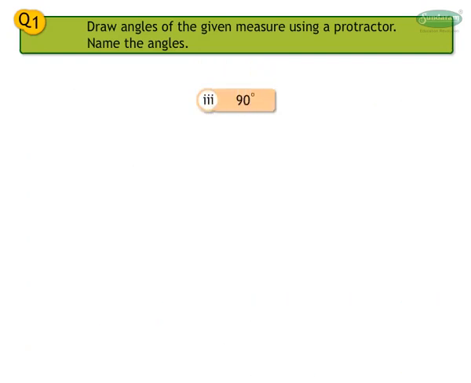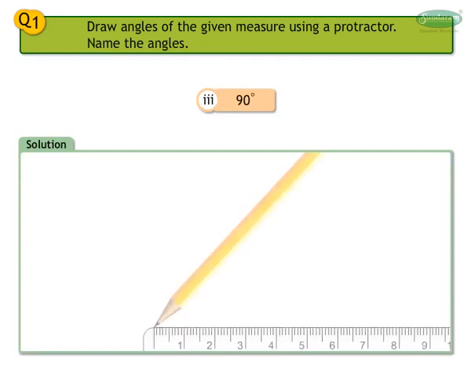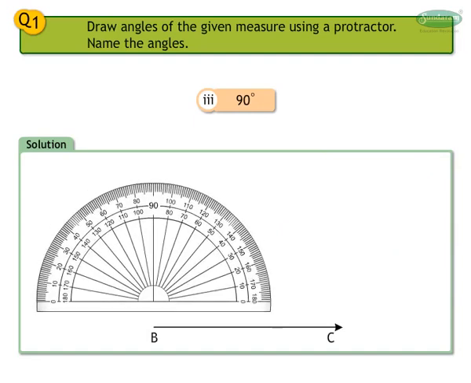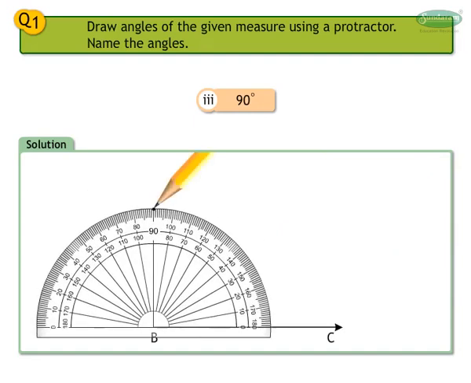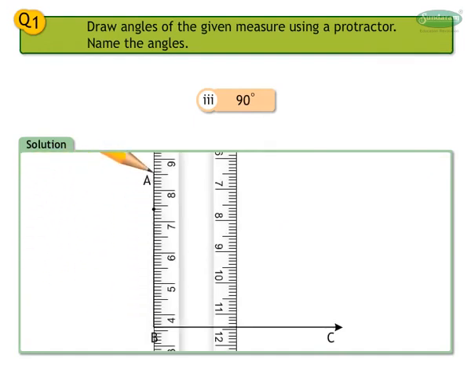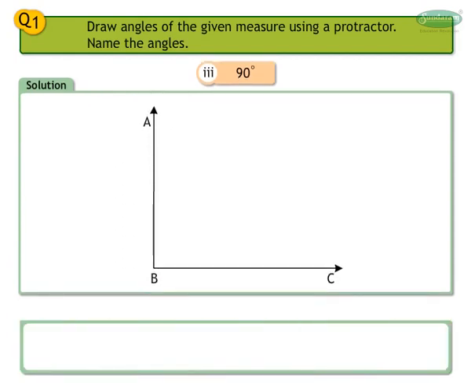Number 3. 90 degrees. Solution. Number 1. Draw a ray BC. Number 2. With the center B, measure 90 degrees on protractor and mark a point A. Number 3. Draw ray BA. Number 4. Thus, we get the required angle ABC measuring 90 degrees.